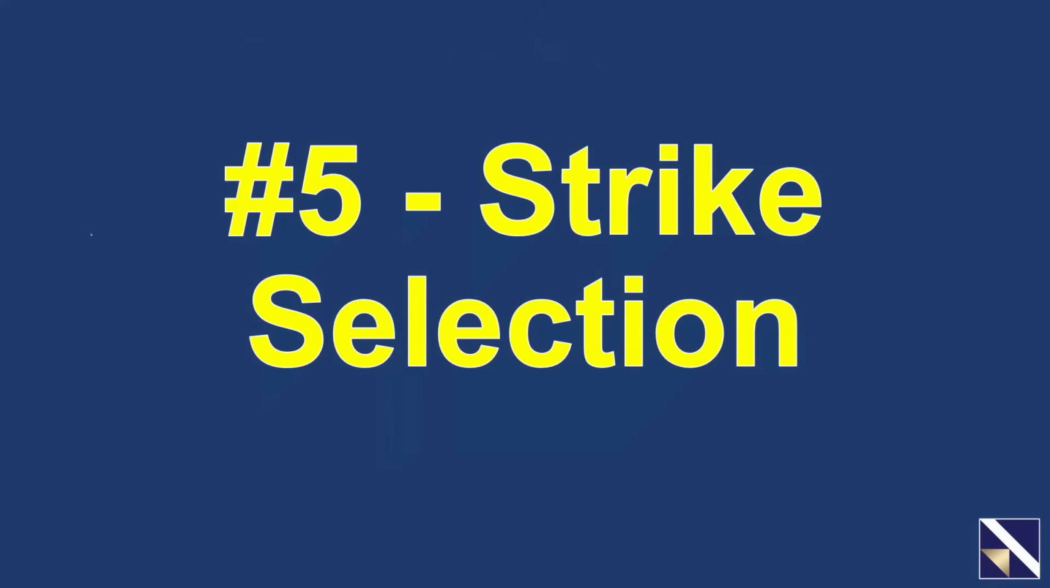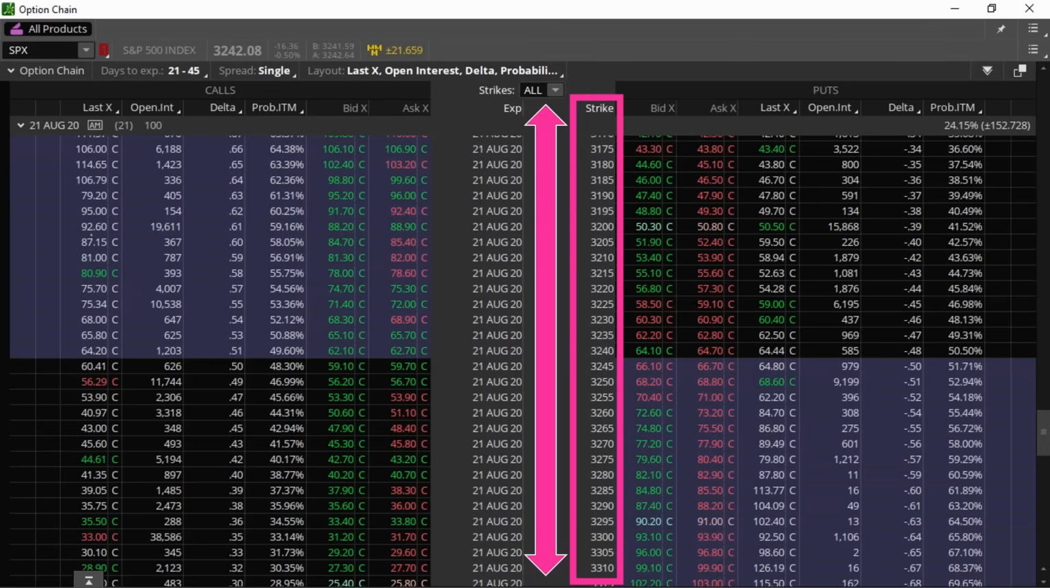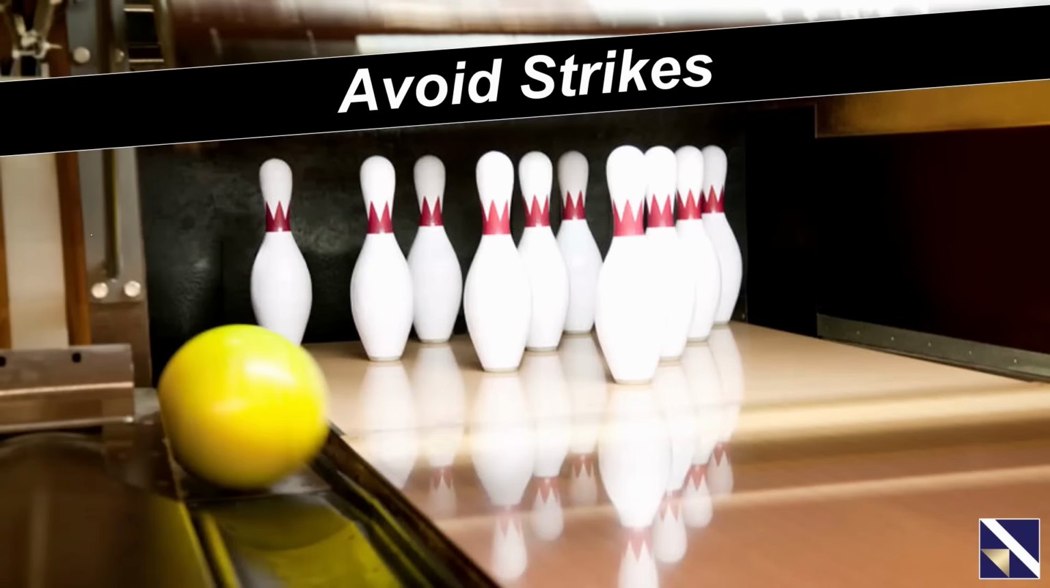Now, the next thing I want to talk about, the fifth way to take the options out of options, is narrowing your strike price selection. If you don't have a way to narrow your selection, i.e., which option do I sell? Which option do I buy? Ultimately, you have a lot of choices. We want to narrow that down by avoiding strikes, okay?